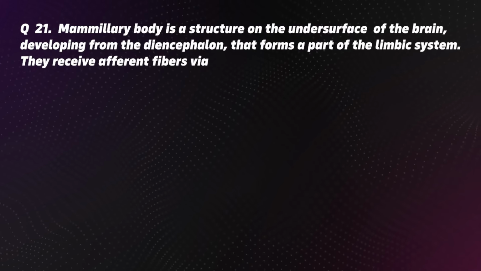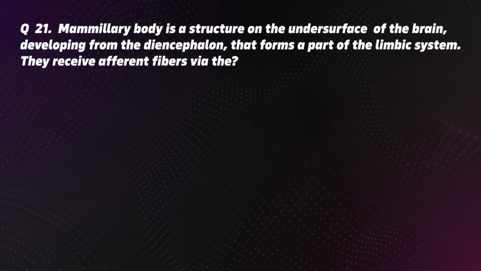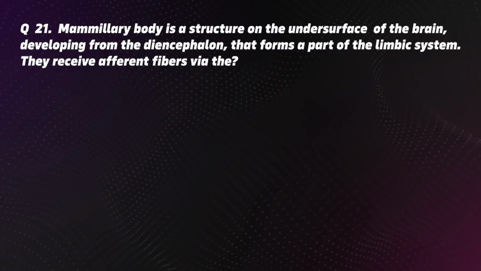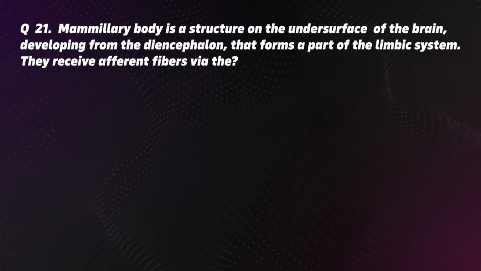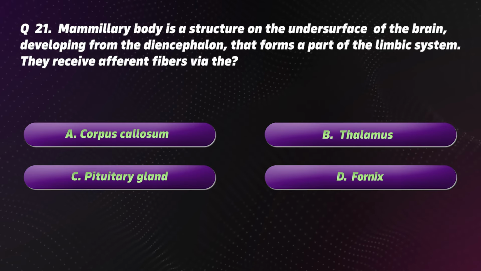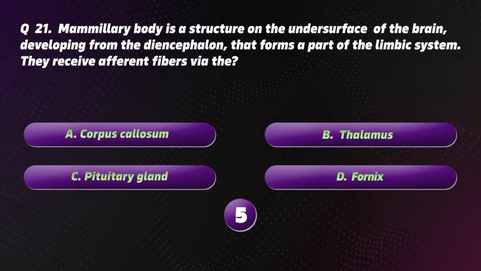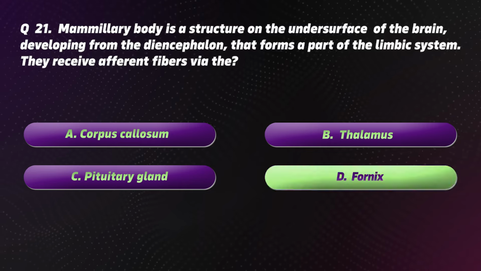Question 21. The mammillary body is a structure on the undersurface of the brain, developing from the diencephalon, that forms a part of the limbic system. They receive afferent fibers via the. Here are the options. A. Corpus callosum. B. Thalamus. C. Pituitary gland. D. Fornix. And the correct option is D.